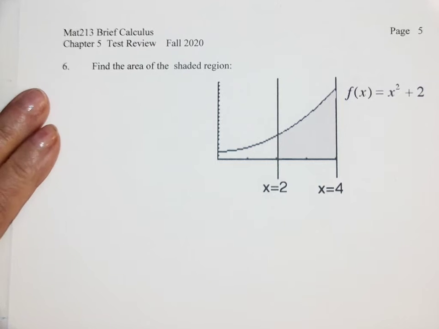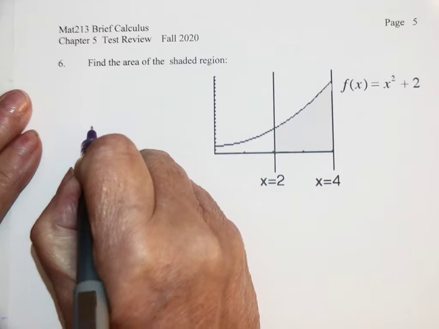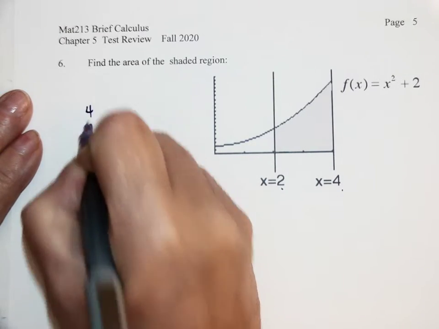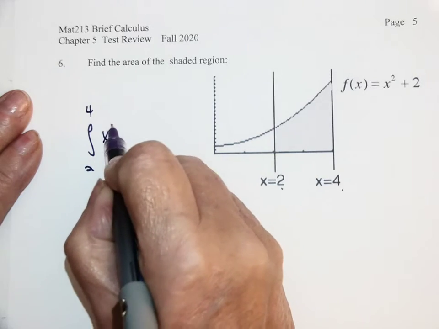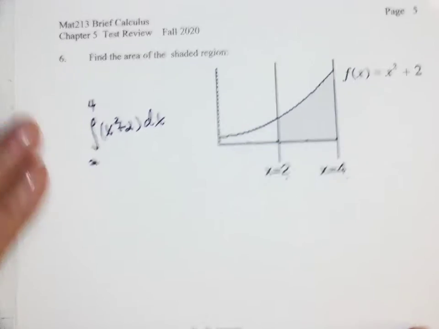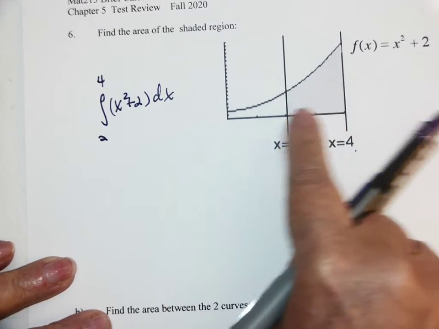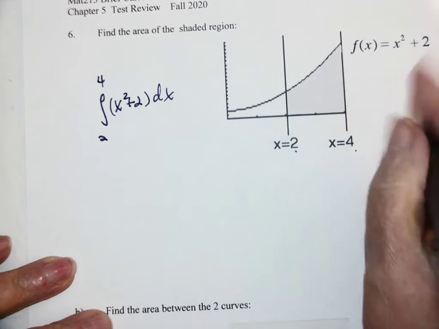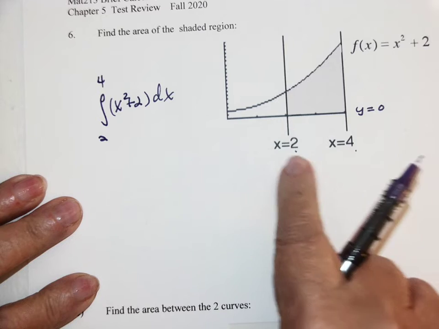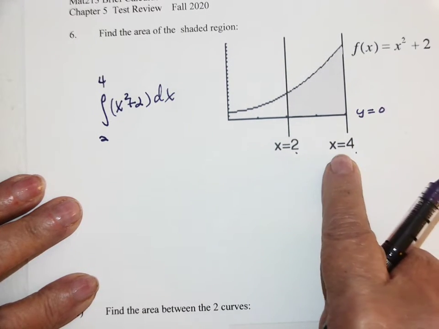This is an area under the curve problem from 2 to 4 of x squared plus 2. So this would be the integral from 2 to 4 of x squared plus 2 dx. That would be the shaded region because the bottom happens to be y equals 0. So it's bounded by x squared plus 2, y equals 0, x equals 2, and x equals 4.